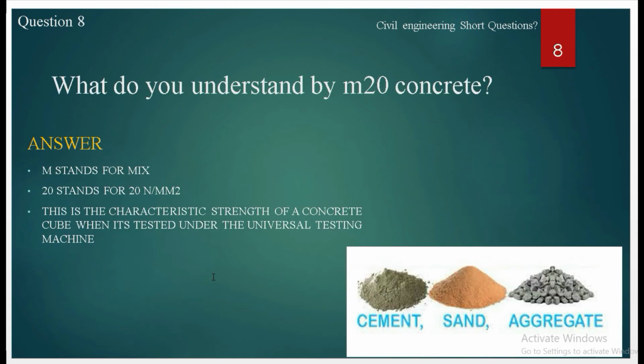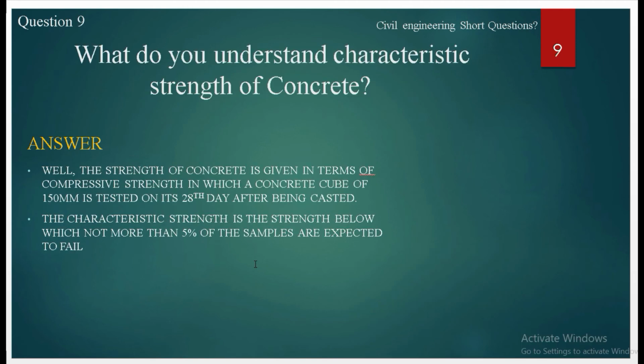Question number 8. What do you understand by M20 concrete? M stands for mix, while 20 stands for its compressive strength, which is 20 newtons per mm square, or 20 MPa. So this is actually a way of dividing concrete, or you could say it's a way of grading concrete. So an M20 grade concrete would have a 20 newtons per mm square strength after 28 days of its casting. So after 28 days, when the concrete is casted, its strength is going to be 20 MPa.